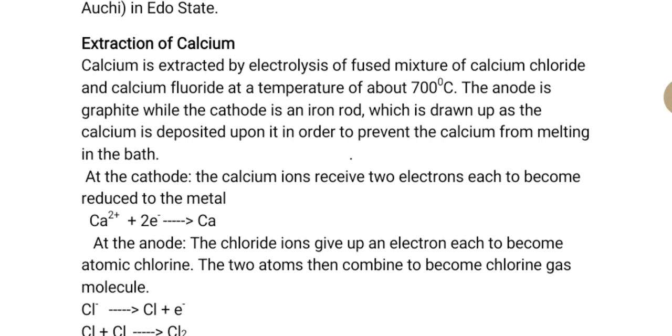At the cathode, the calcium ions receive 2 electrons each to become reduced to the metal. Ca2+ + 2e- gives Ca, meaning that calcium is deposited at the cathode. At the anode, the chloride ions give up an electron each to become atomic chlorine. The two atoms then combine to become a chlorine gas molecule.